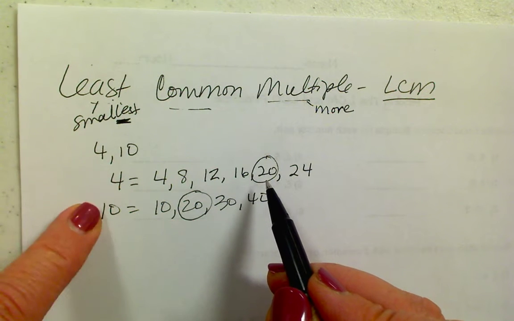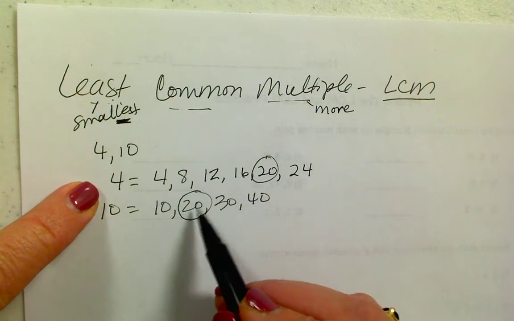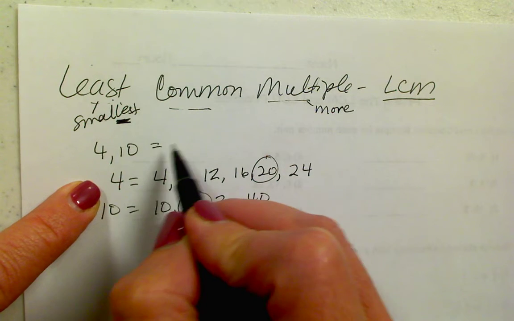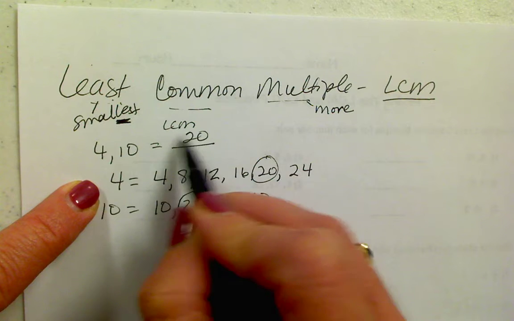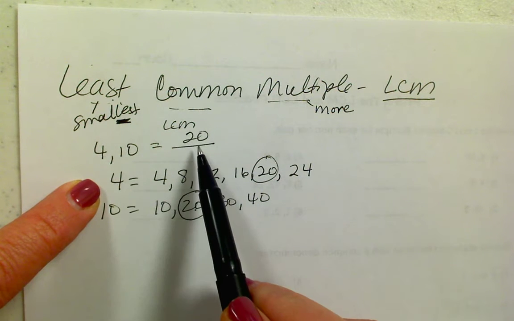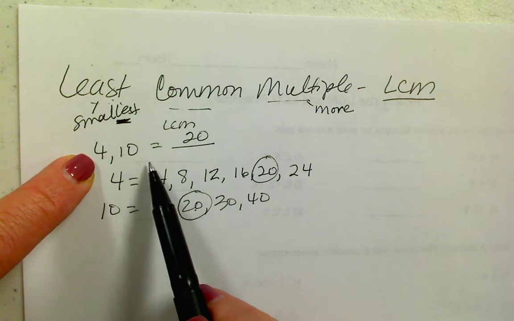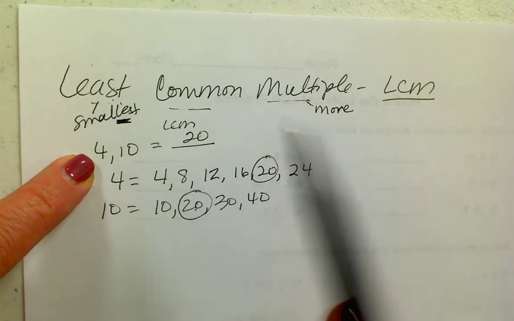So knowing your facts and knowing your multiples very quickly really helps. But the least common multiple of 4 and 10, the LCM is 20. So the LCM, the least common multiple, is 20. That's the lowest number they both go into. A lot of people will say 40. You're right, 40 will be a common multiple, but not the least common. So you want the least common.